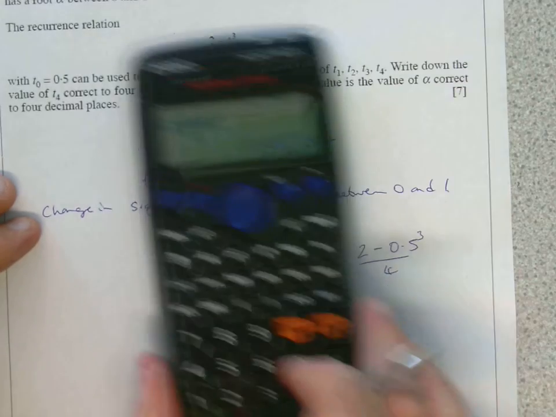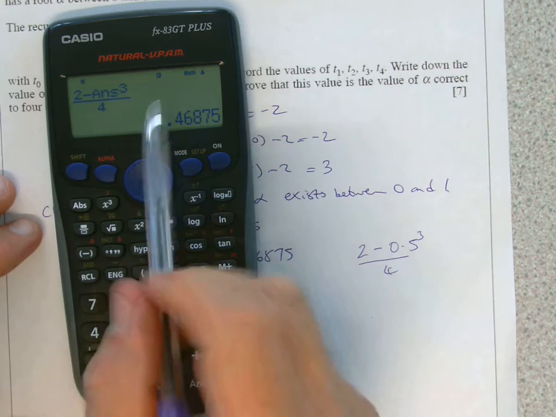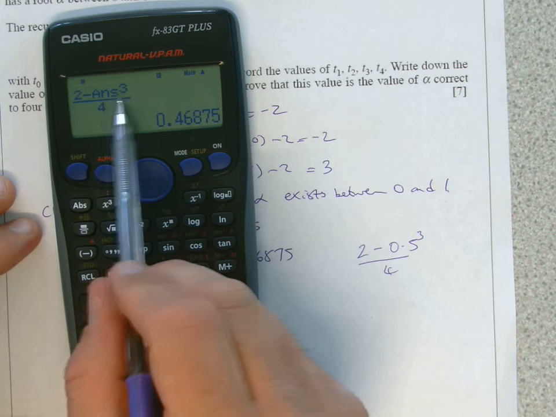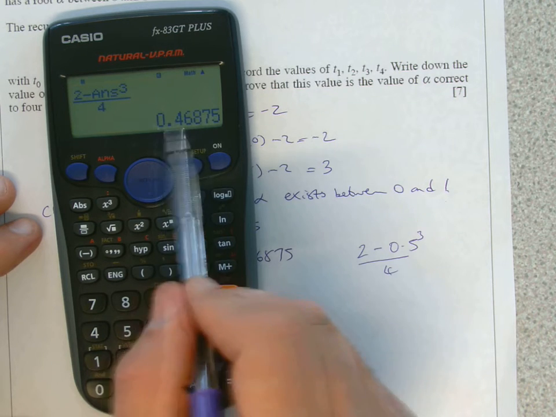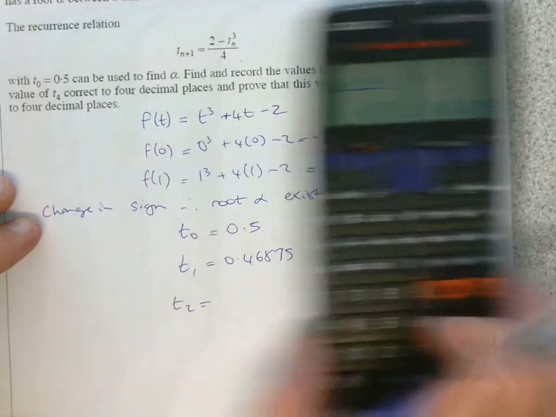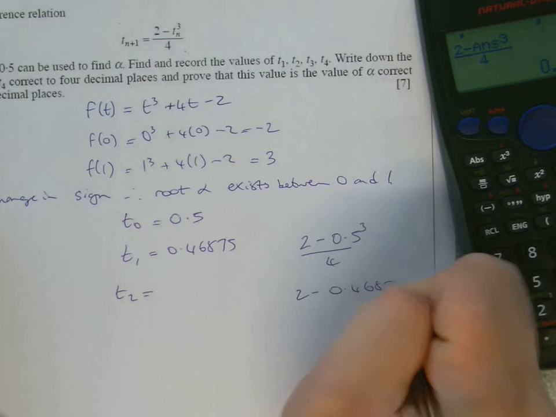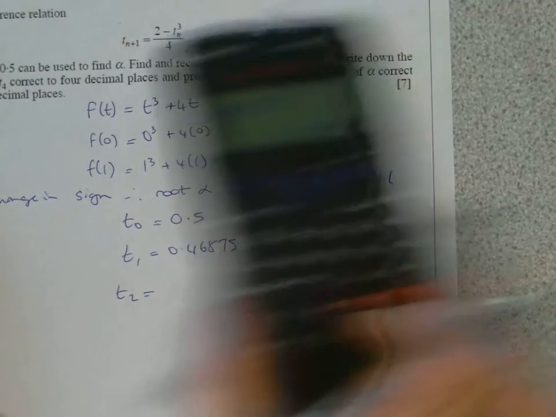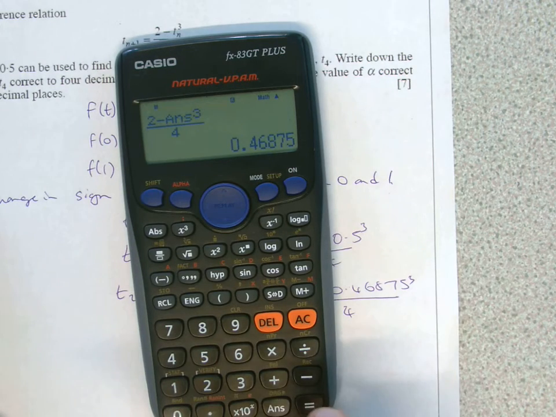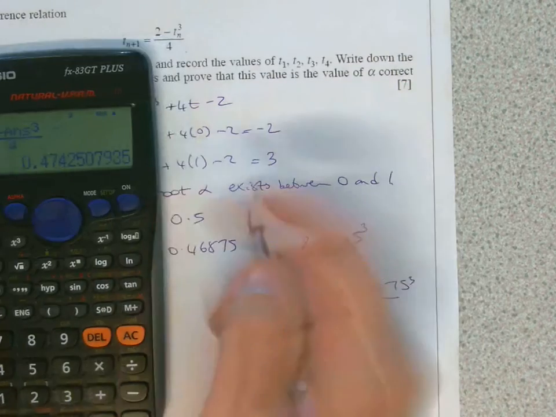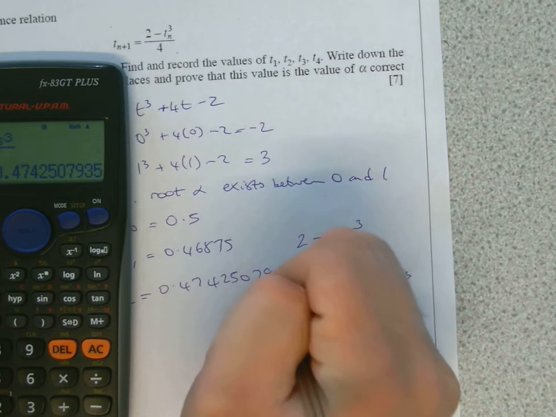Of course, when it comes to T2, the great thing is now I can use what I've got here. If you think about it now, that Ans is no longer 0.5. That Ans is actually now my answer here, because it's overtaken by this answer, isn't it? So with my T2, I'm wanting to chuck in the T1 answer. Of course, my calculator knows that. It knows that answer now is this one. So if I press equals again, I come up with 0.4742507935. Write it all down.